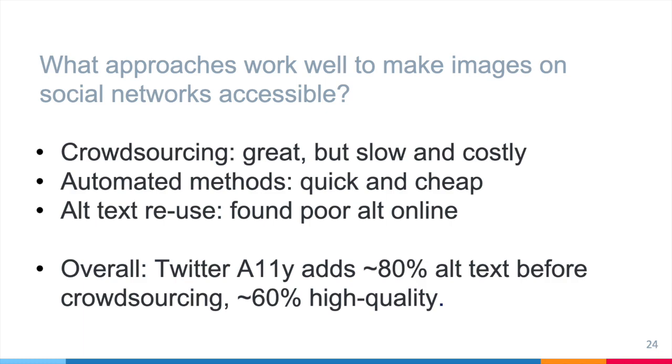Automated methods, like text recognition or automatic image captioning, are quick and cheap, whereas alt text reuse methods like Caption Crawler or URL following were unable to find good quality alt text on the internet. Overall, Twitter Ally is able to increase accessibility of images on Twitter to about 80% before crowdsourcing. The majority are high quality.